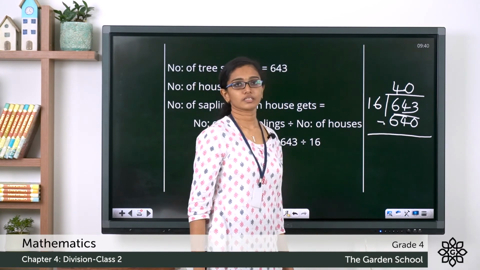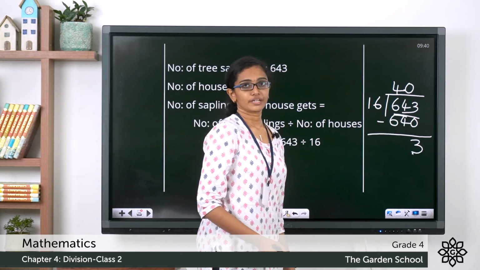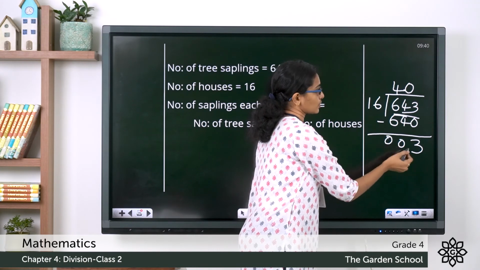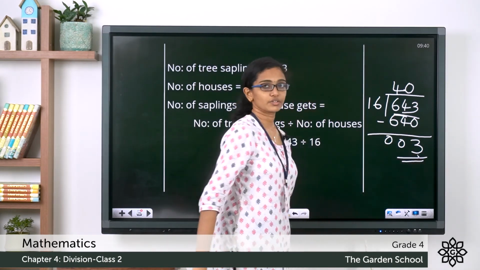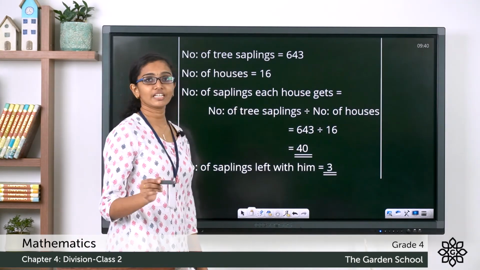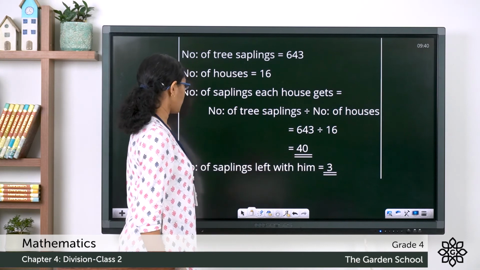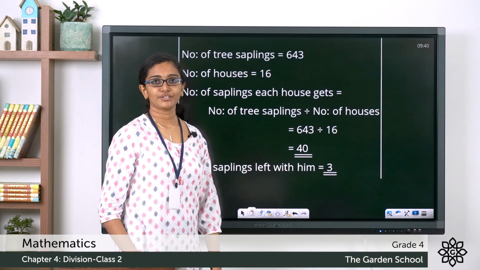Now what's the next step? Subtracting these two numbers. So 3 minus 0, it is 3. 4 minus 4, 0 and 0. Are there any more digits to bring down? No. So here we have the remainder 3 and the quotient 40. So the number of saplings each house will get is equal to 40, and the number of saplings left with him, the remainder, is equal to 3.